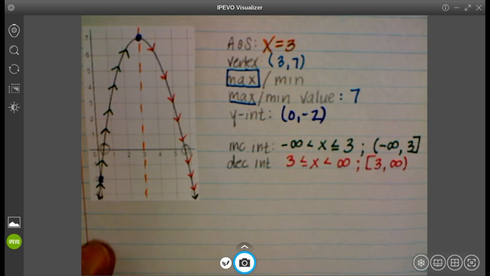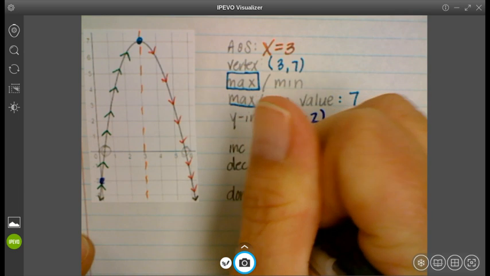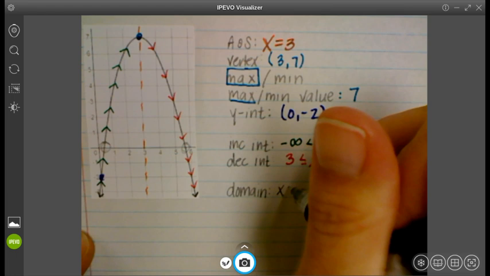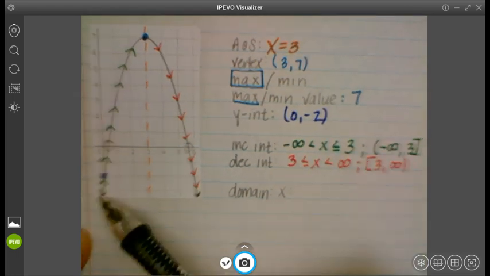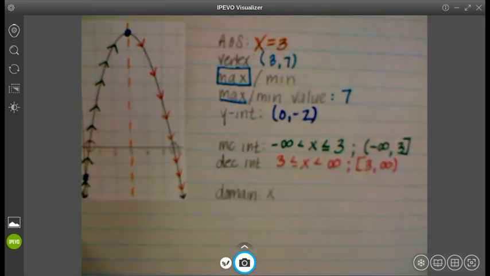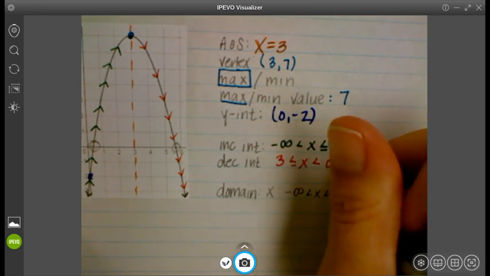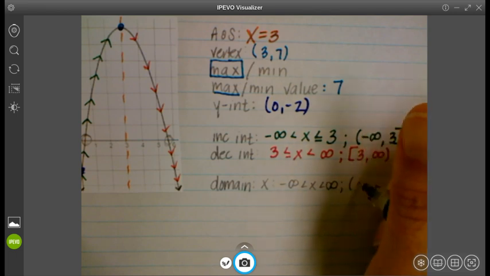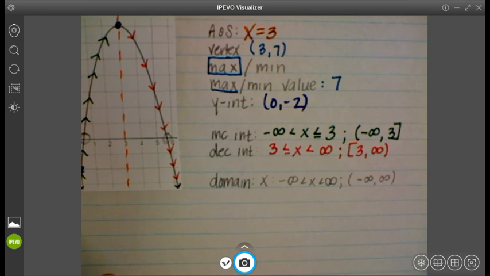Then we have the domain. The domain are all of our x values. The left side of the graph all the way to the right side. So this arrow points forever to the left. This arrow points forever to the right. So that's negative infinity less than x, less than positive infinity. Or in interval notation, negative infinity to positive infinity with parentheses.